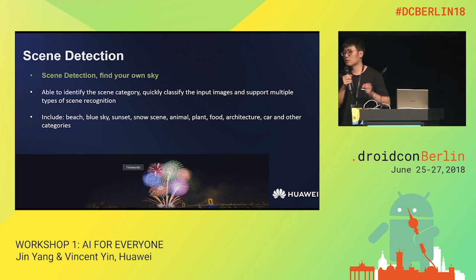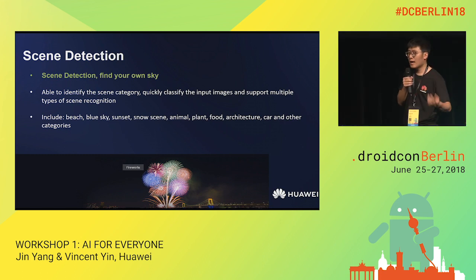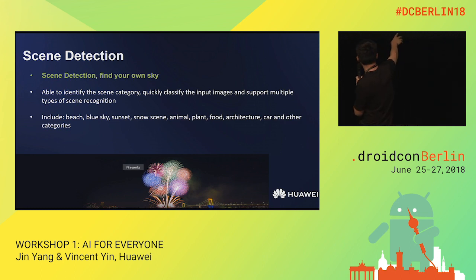You may not forget the APIs we provided include the scene detection API. So with the help of the scene detection API, not only the blue sky, you can always get classified images into multiple categories. Okay, so it includes something. And if you input the bottom image, you will get the scene of fireworks. So this is what I do.